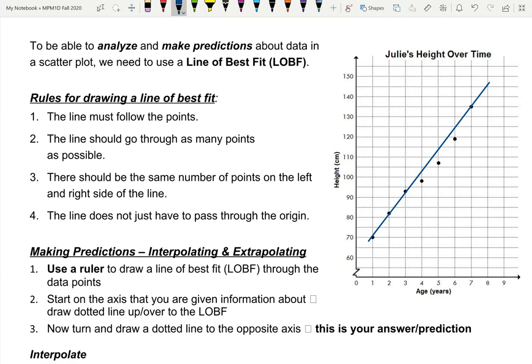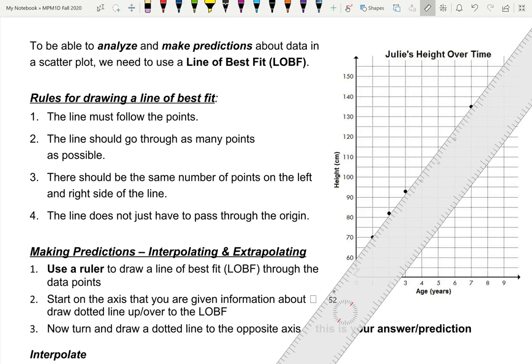Here, I would say that this is not an appropriate line of best fit. Even though you went through 1, 2, 3, 4 points, that's a lot of points. You have 3 points all on your right side that you didn't go through. So you want to make sure that your line has the same number of points that you didn't draw a line through on both sides.